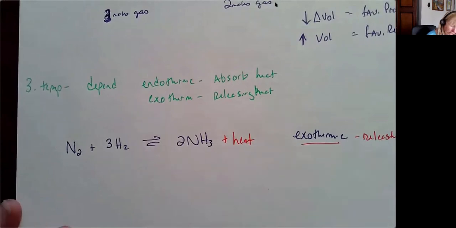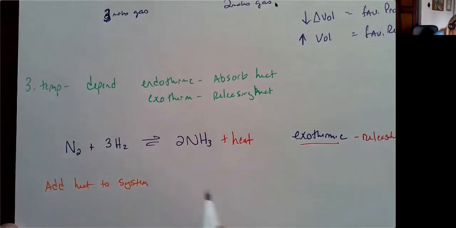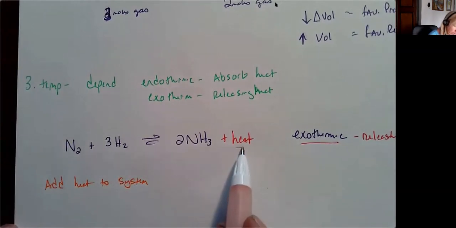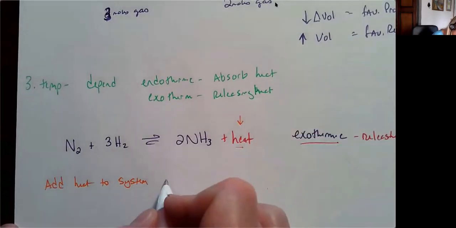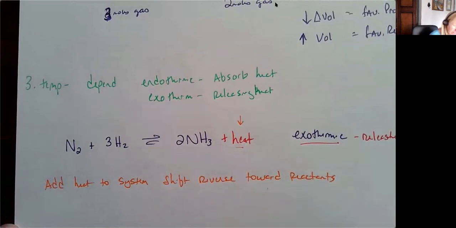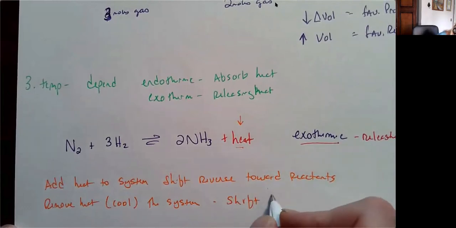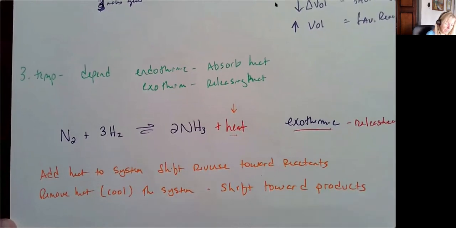If I heat this reaction, I'm going to treat heat kind of like concentration. If I take this mixture and I heat it up, since it produces heat, it's going to shift to the side where it reduces the heat that it's producing. So if I add heat to a system and it's exothermic, it's going to shift the reaction in reverse toward my reactants. If I cool it, so if I remove heat, now it's going to shift toward my products and the formation of heat. So if it's exothermic and I add heat, it's always going to shift away from where it's producing heat.